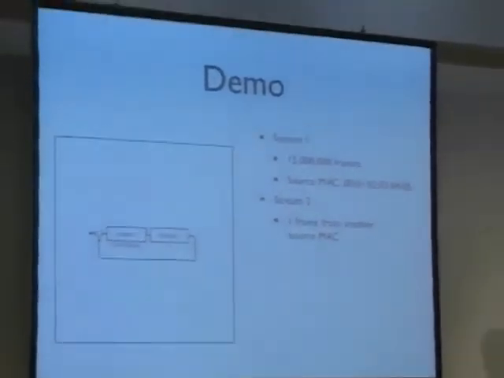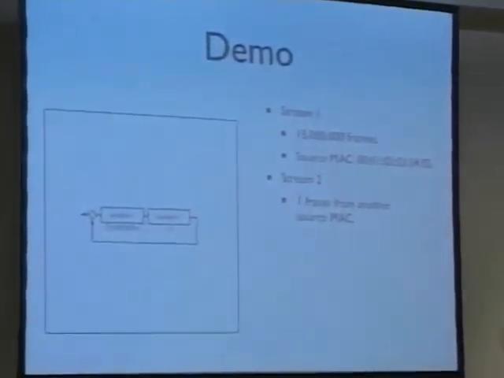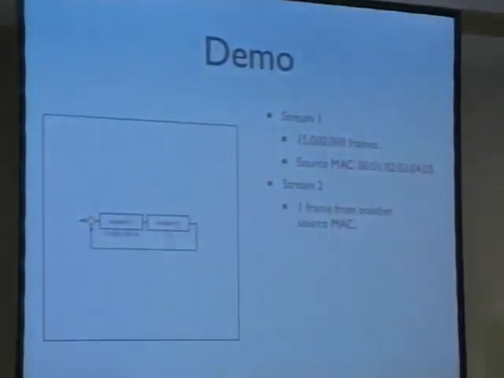And I can demo this, I hope. So the demonstration is to send about 50 million frames that I don't want to see, and then 1 frame that I want to see. And then we go back to the other screen.